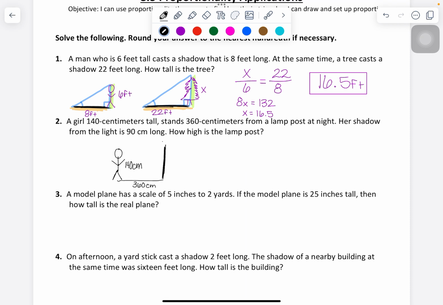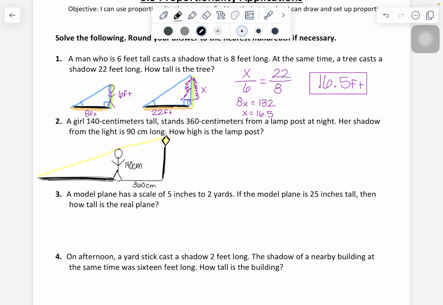Okay, here's my lamppost. Her shadow from the light, now assuming, of course, the lamppost is lit up and it is what is creating the shadow. So we're getting this shadow coming down, creating, here is her shadow.